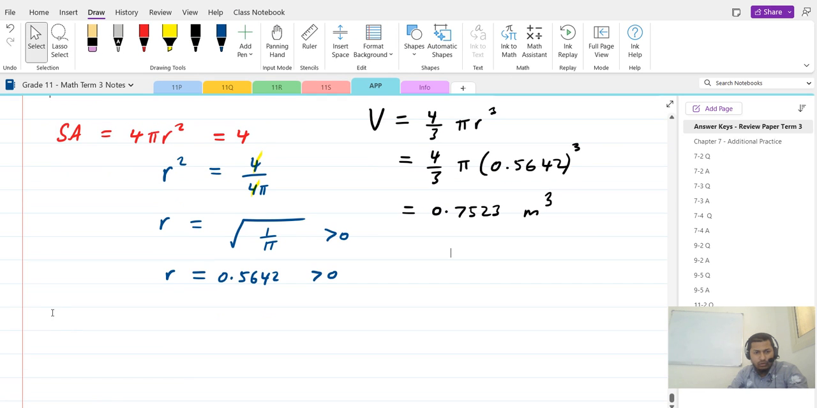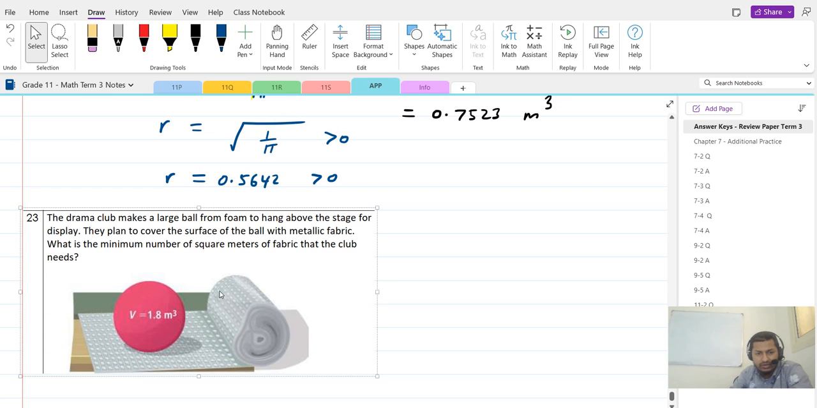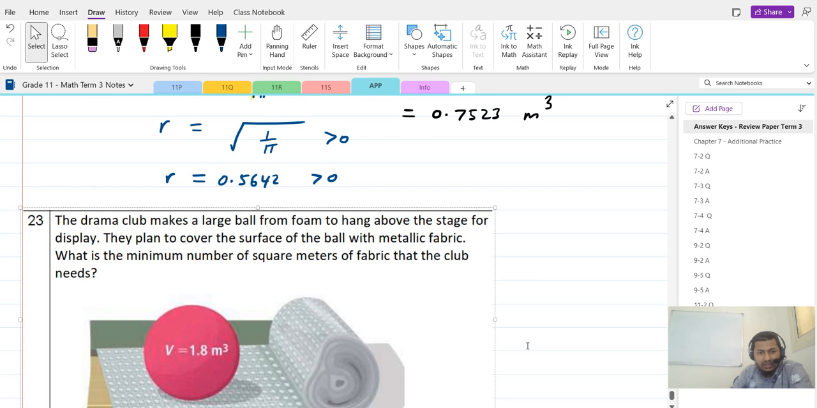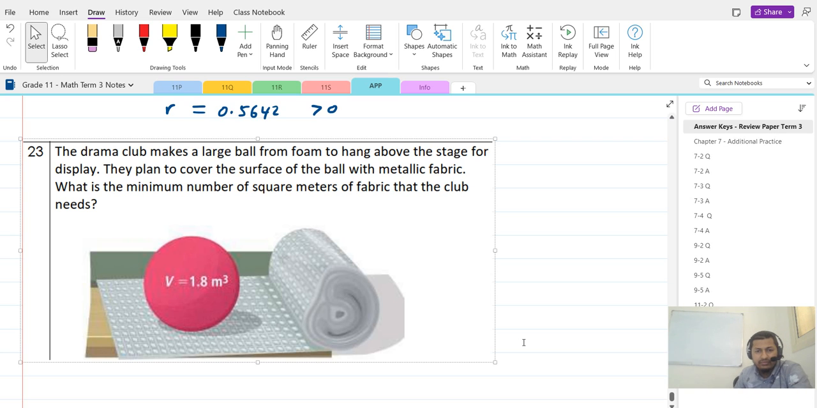Now in this case the volume is given, we need to calculate the surface area. So another easy problem, right? What we have here is the drama club makes a large ball from foam to hang above the stage for display. They plan to cover the surface of the ball with metallic fabric. What is the minimum number of square meters of fabric that the club needs?